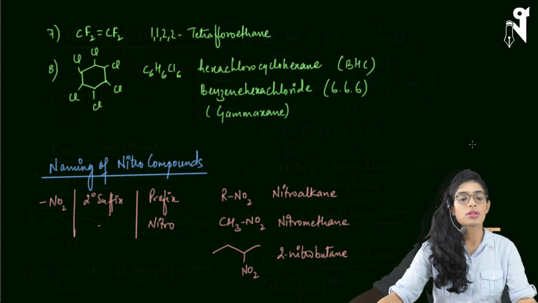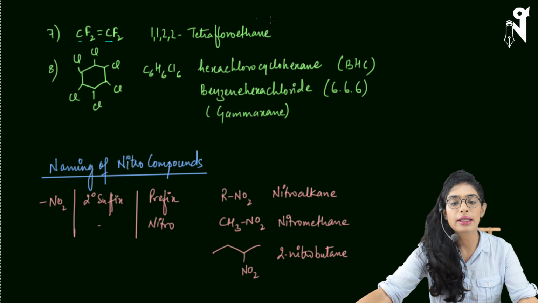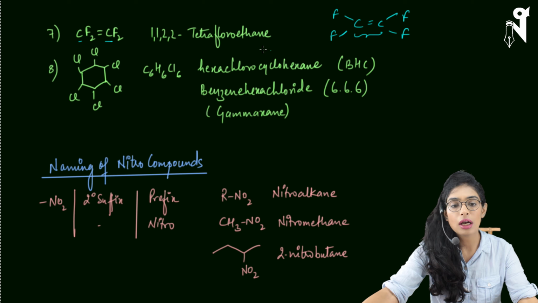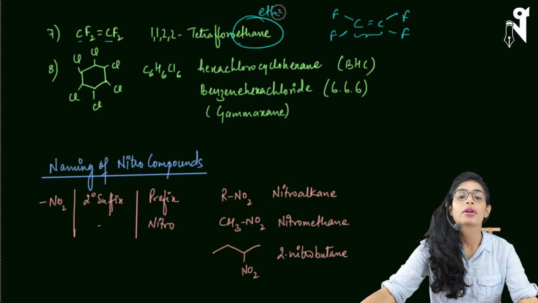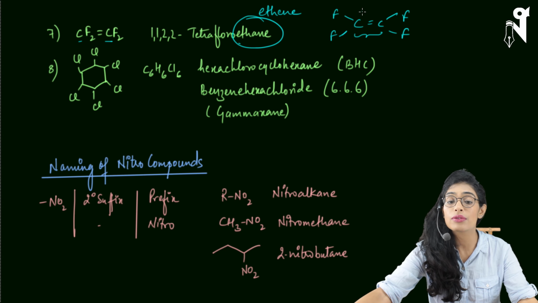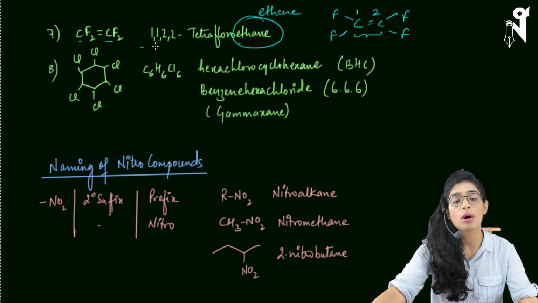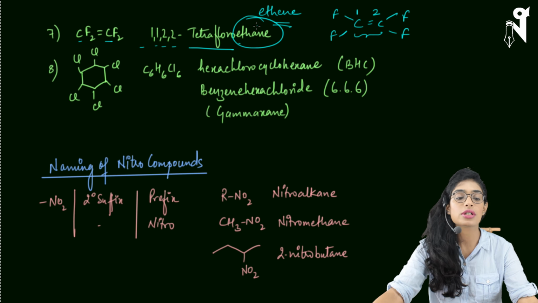Okay, come to the next compound. Next compound is CF2=CF2. So basically it is like this: fluorine, fluorine, double bond, fluorine and fluorine, right? So basically it's an alkene made up of 2 carbons, so it is ethene. I have made a mistake. It is ethene. Okay, and because there are four fluorines present, 2 are on first position and 2 are on second position, so the name will be 1,1,2,2-tetrafluoroethene. Please correct it, this is ethene. I think I have written it by mistake.